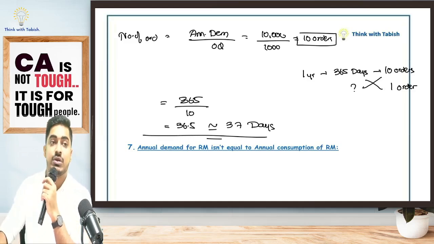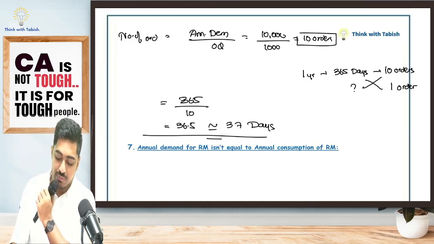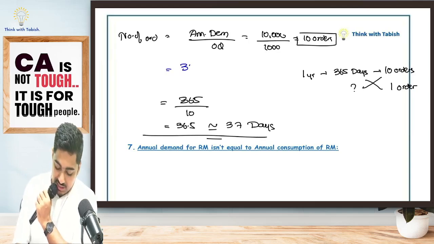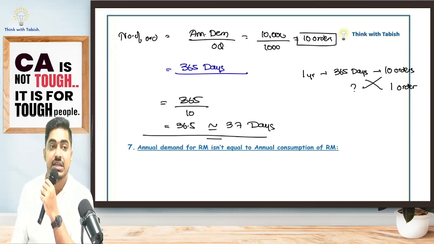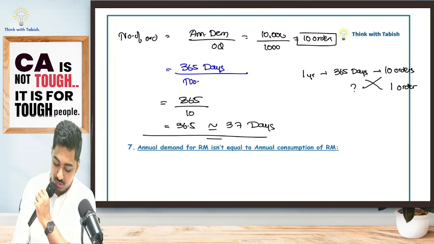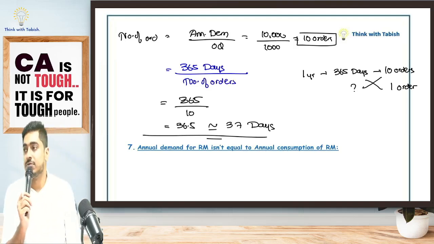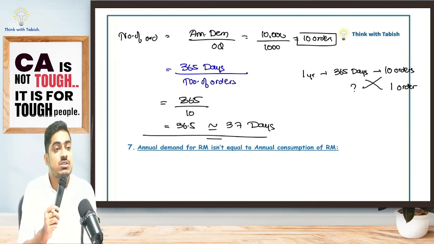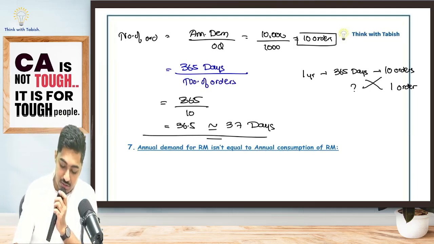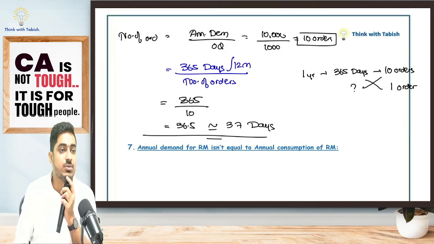If I have to write it down as a formula, it is simple. What did I do? Creation of the formula is very simple. What was in my numerator? 365 days divided by 10, which is the number of orders. So it is 365 days divided by number of orders. But sir, I want it in terms of months. How many months in a year? 12 months divided by number of orders.